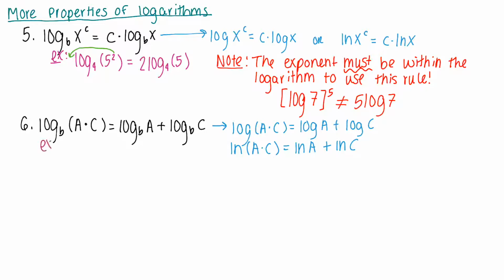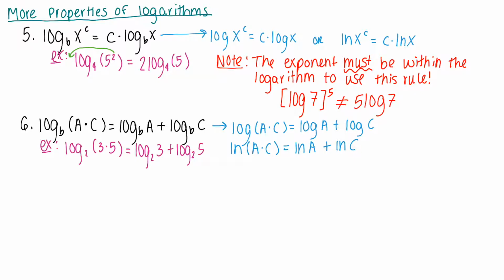As an example, let's say we had log base 2 of 3 times 5. We could break this up into log base 2 of 3 plus log base 2 of 5, because 3 and 5 are being multiplied on the inside. Remember, I'm keeping my base. They keep the same base there.